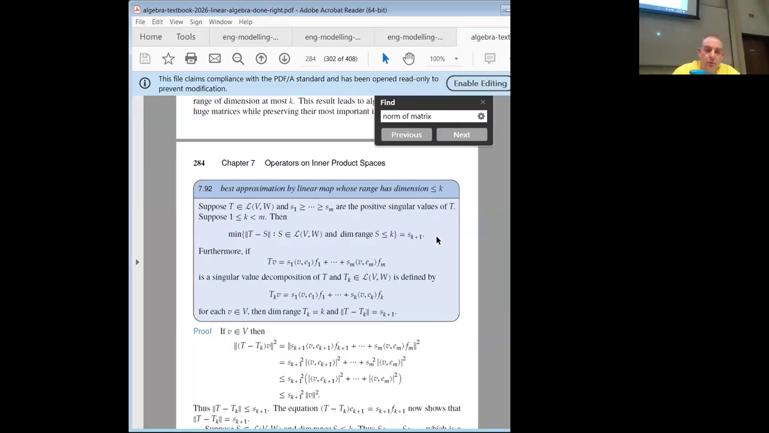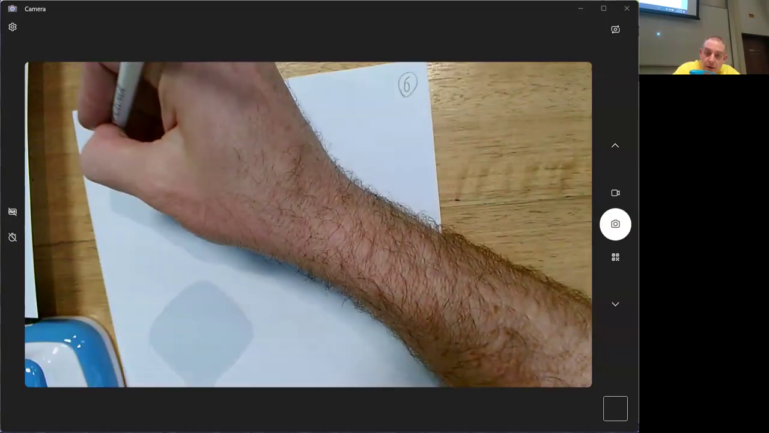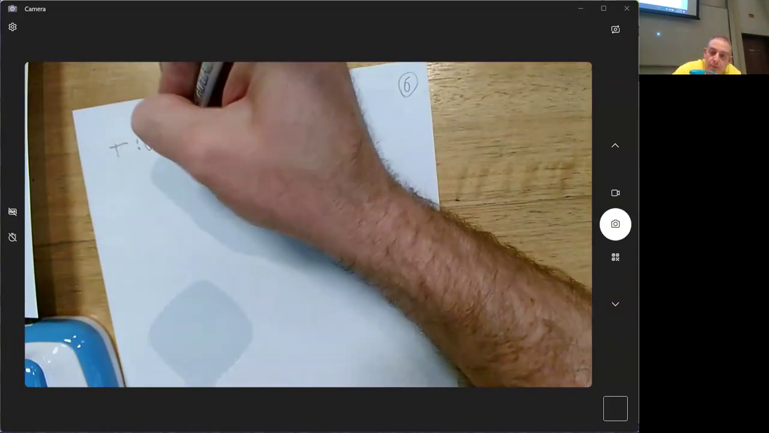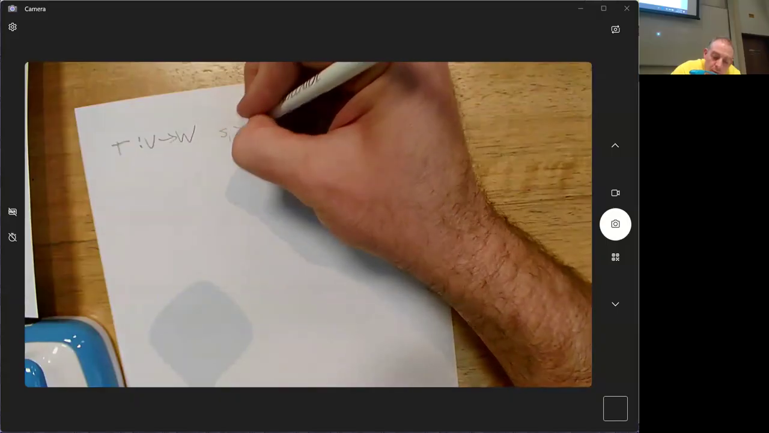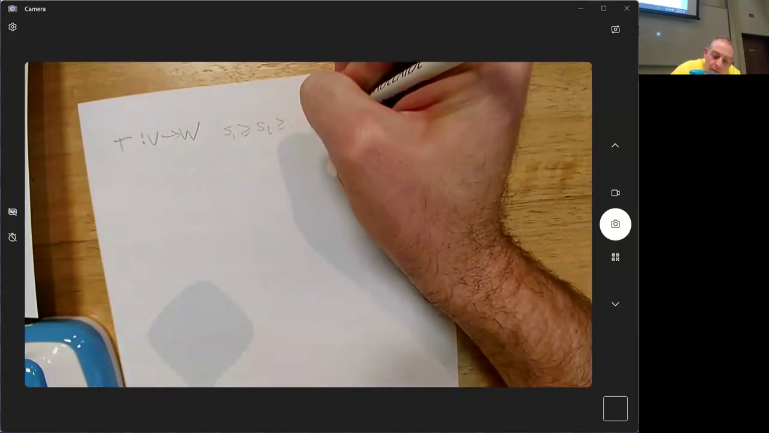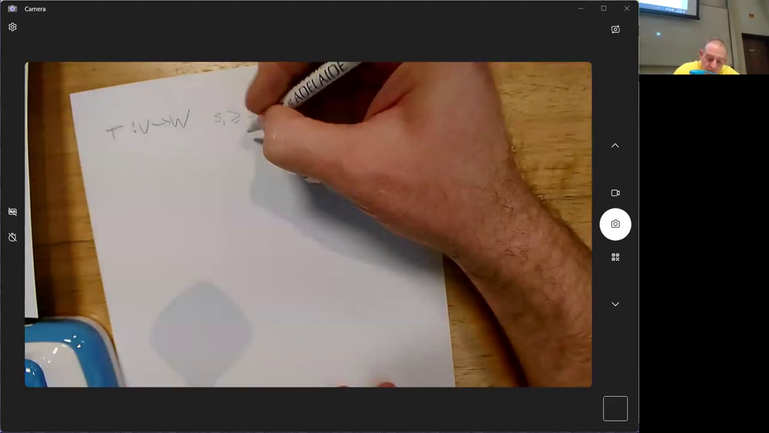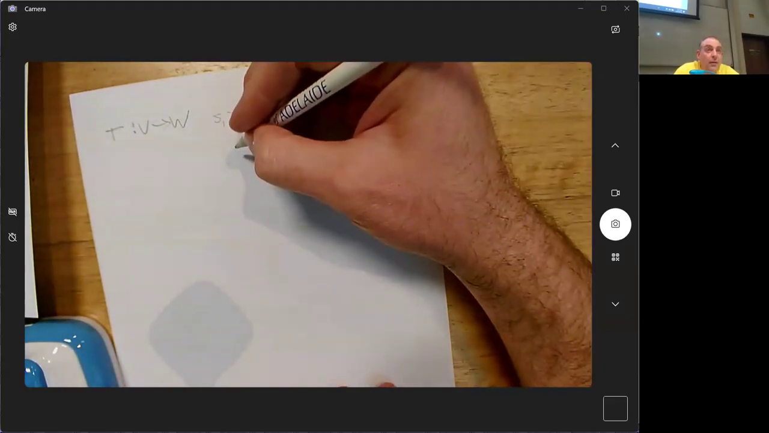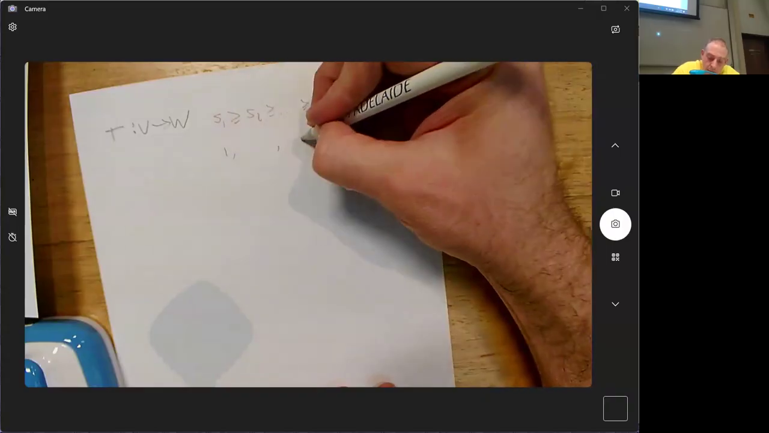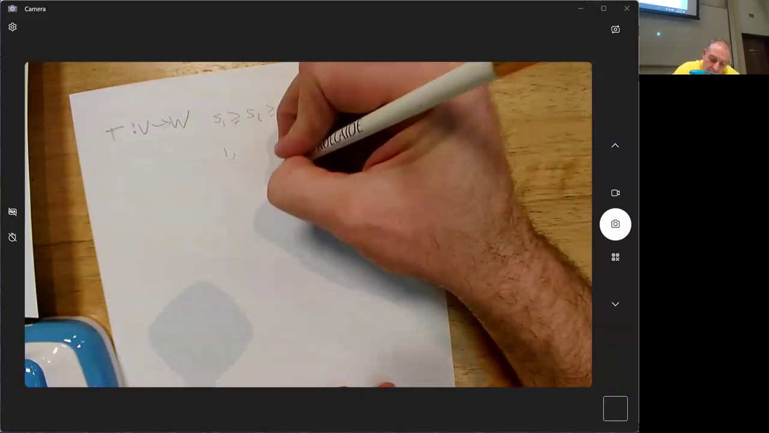Okay. So, wait. Oh, I am so close. So we have T sending V to W. S1 is more than S2, etc., all the way up to Sm. Alright? And then there's a K somewhere in the middle, from 1 to m, m minus 1, m, and K is in there somewhere.